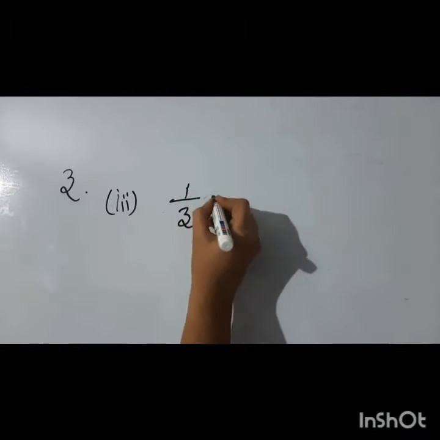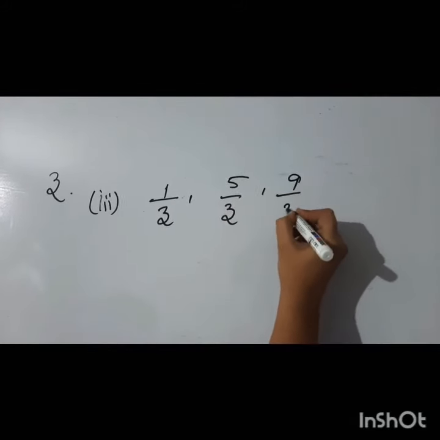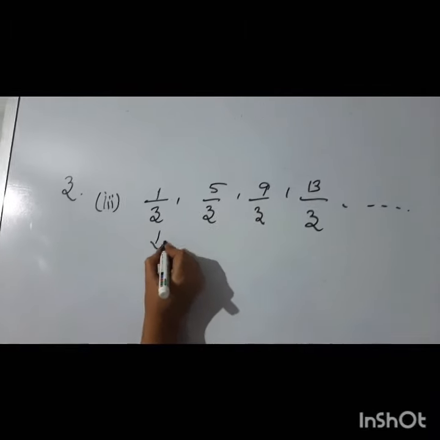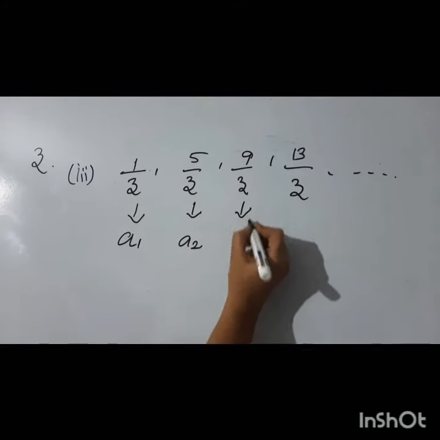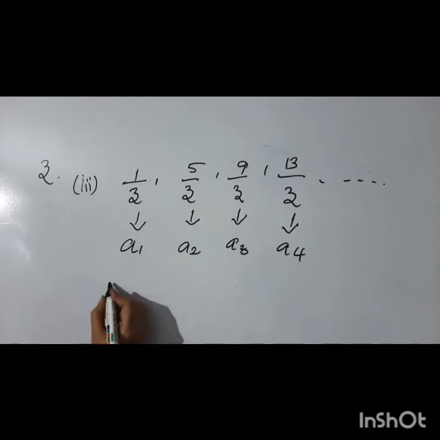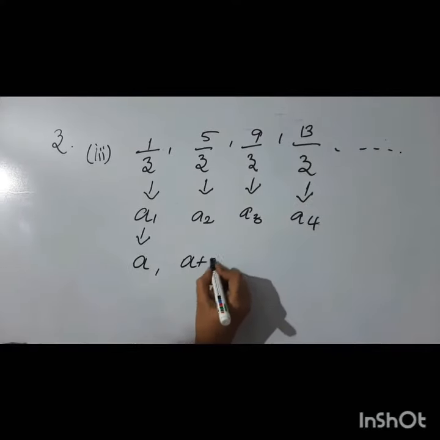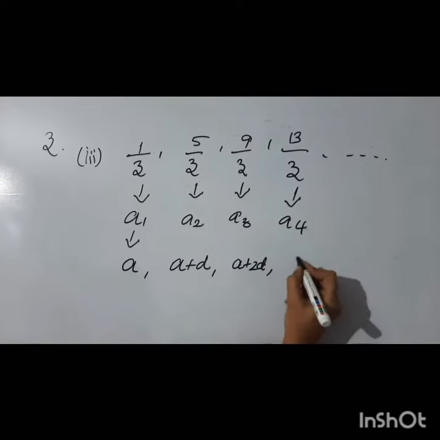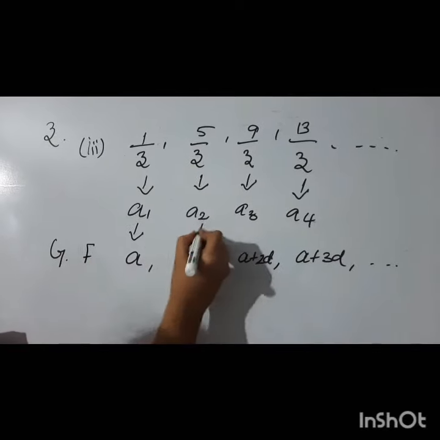What is the AP given in the third subdivision? 1 by 3, 5 by 3, 9 by 3, 13 by 3. So how many terms are given? 4 terms are given. This is your A1, this is your A2, this is your A3 and this is your A4. How we will represent this in the general format? A1 is nothing other than A, A2 is A plus D, A3 is A plus 2D and A4 is A plus 3D, which is your general format.